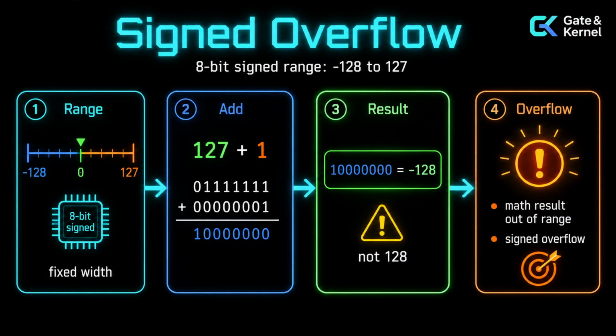Chapter 18. What is signed overflow? A fixed-width integer cannot represent unlimited values. An 8-bit signed integer only covers -128 through positive 127. Now calculate 127 plus 1. 127 is 01111111. Add 1, and the 8-bit result becomes 10000000. But that pattern means -128, not positive 128. The true mathematical answer is outside the available signed range. This is called signed overflow.